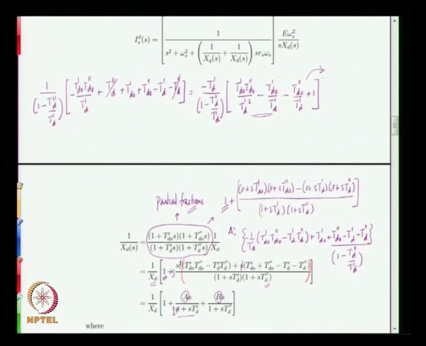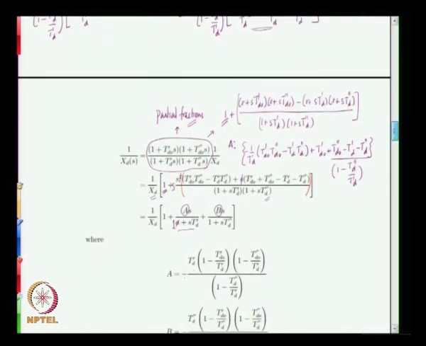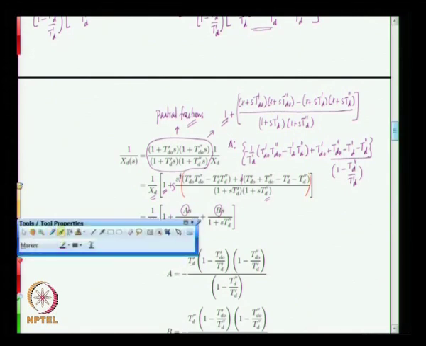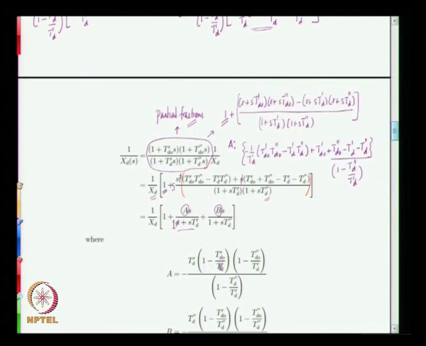This entire term can be written as 1 minus T dash dO by T dash d into 1 minus T double dash dO by T dash d, and therefore this term A can indeed be written as minus T dash d into 1 minus T dash dO by T dash d into 1 minus T double dash dO by T dash d, and then you have the denominator term.